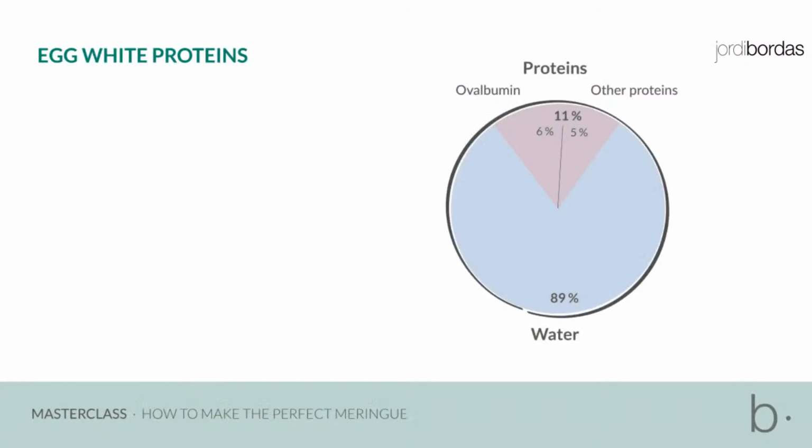Now it's time to explain about egg white proteins. If we see the ingredients that we have in meringues, we have, in general, 2 ingredients. We have egg whites, that I'm going to explain right now. And then we have sugar.